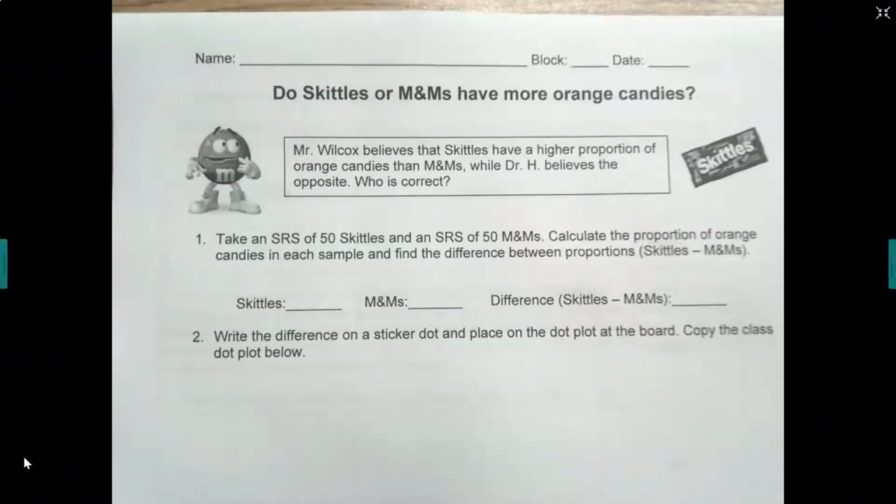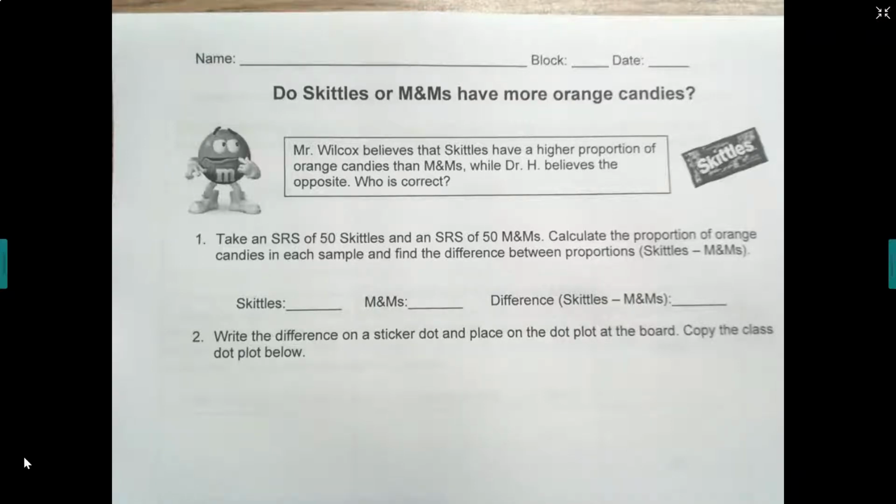Welcome to this video on sampling distribution of a difference between two proportions. By the end of this video, you should be able to calculate the mean and standard deviation of a sampling distribution of a difference between sample proportions, and if appropriate, use the normal calculation to determine the probabilities involving the difference between two proportions.